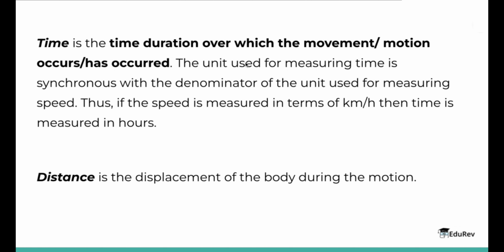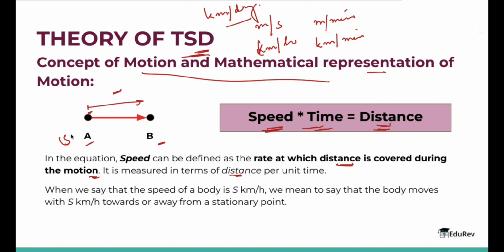Time. Time is the time duration over which the movement or motion occurs or has occurred. The unit used for measuring time is synchronous with the denominator of the unit used for measuring speed. Thus, if the speed is measured in terms of kilometers per hour, then time is measured in hours. Distance. Distance is the displacement of the body during the motion. For distance, we use small d, for time, we use small t, and for speed, we can use capital S.